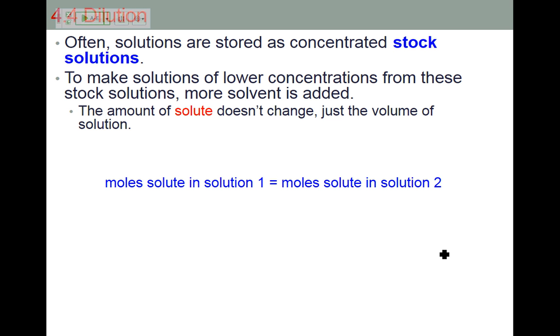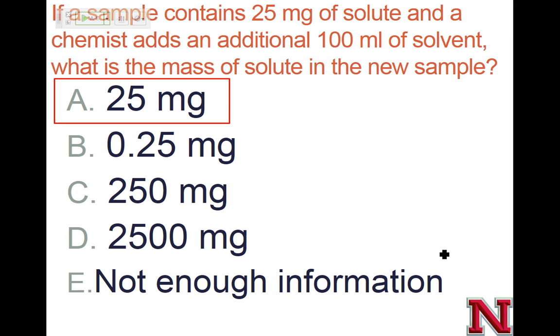But I'm adding more solvent, so the concentration changes. So we can use a conversion for that. I accidentally put the slide in the wrong place. So this question, we had a sample with 25 milligrams of solute, then we added 100 milliliters of solvent. Actually, it doesn't matter, I could have added 10,000 milliliters of solvent. Still going to have 25 milligrams of solute. I didn't do anything with my solute. I didn't add any more. I didn't take any out. I just added more solvent.